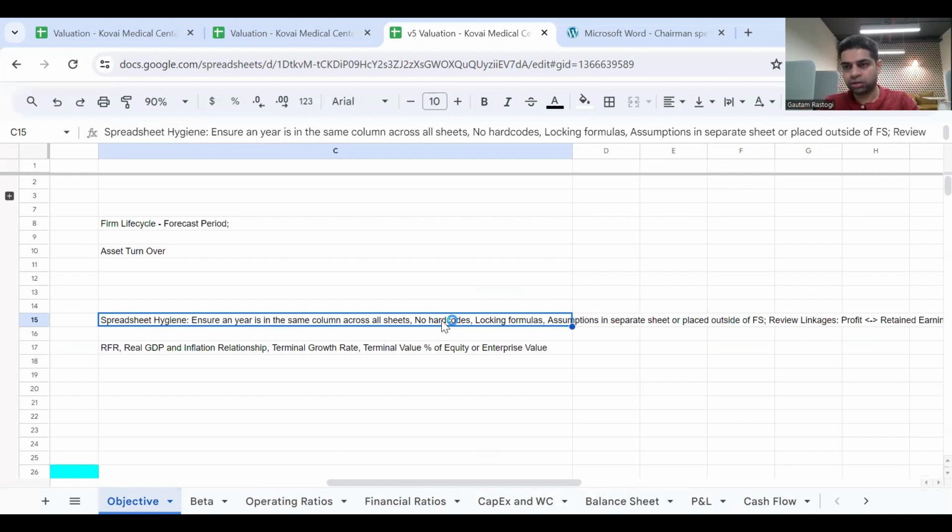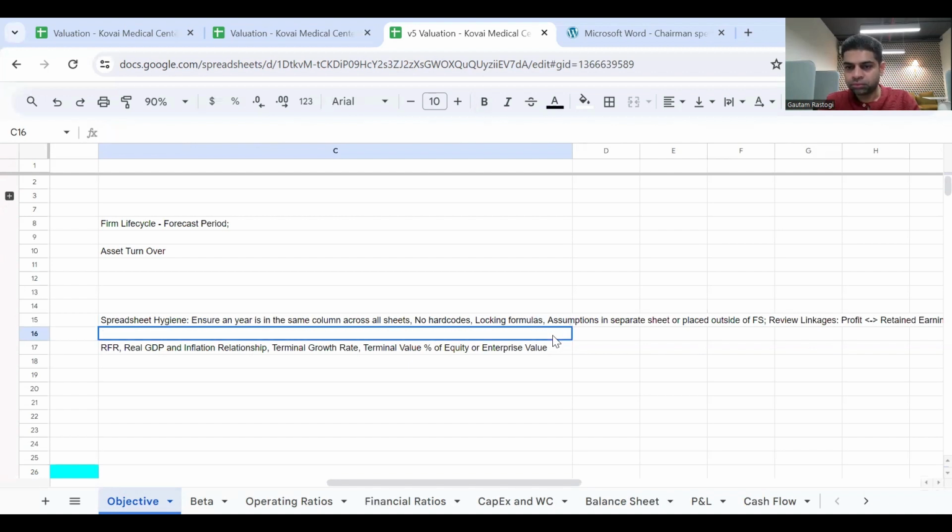I know you are tempted, even I am tempted to make hard codes when I don't want to lose momentum. But please don't do that. No hard codes, and lock the formulas. Third is lock the formulas properly, because we will keep on dragging formulas all across. If you're not locking the cells properly, then the dragging obviously is not going to work and you would run into problems.